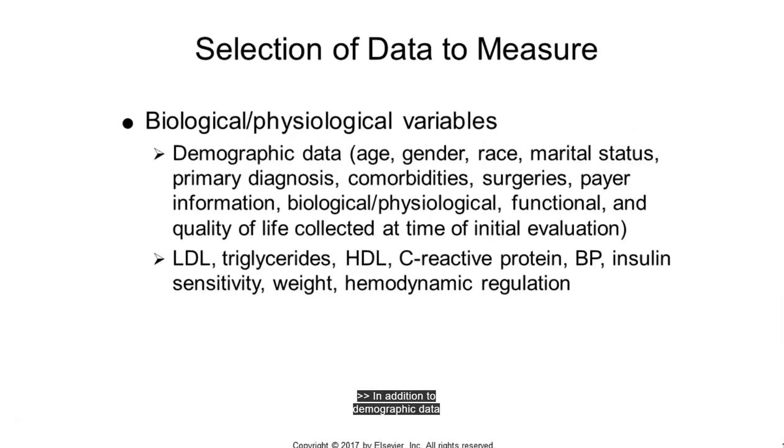In addition to demographic data such as age, gender, race, marital status, primary and secondary diagnoses, surgeries, comorbidities, payer information, etc., and functional and quality of life information, the therapist should research the patient's biological physiological data, which is usually obtained from the chart review and medical history. Monitoring of data such as LDL, triglycerides, HDL, C-reactive protein, blood pressure, insulin sensitivity, weight and hemodynamic regulation at baseline and throughout the program can establish goals and reflect positive outcomes and high levels of care as a result of interventions.